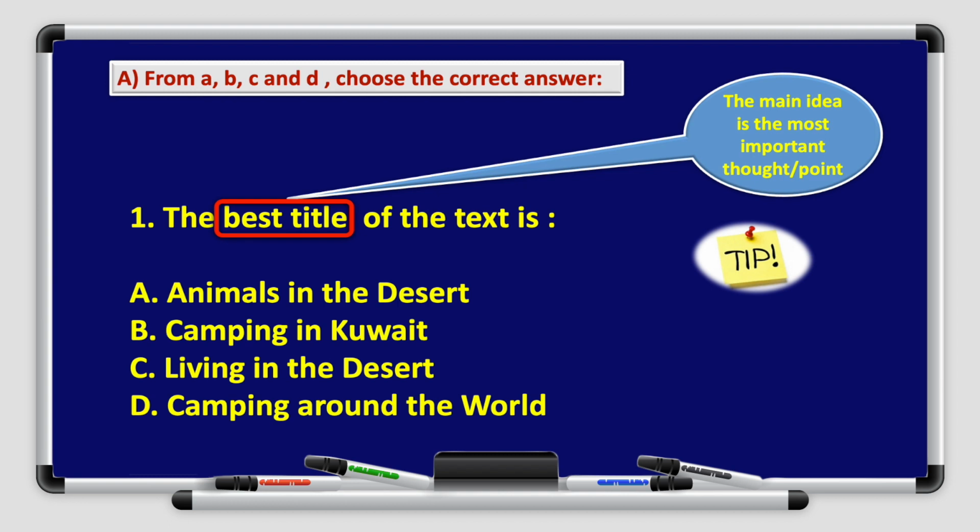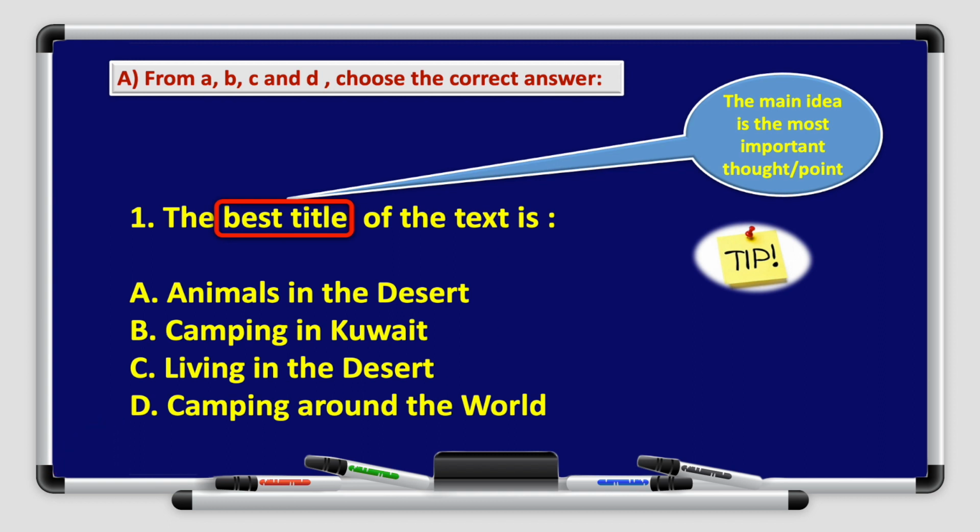Now let's move on to the questions. From A, B, C, and D, choose the correct answer. Number 1. What is the best title of the text? Is it A, Animals in the Desert, B, Camping in Kuwait, C, Living in the Desert, D, Camping Around the World?